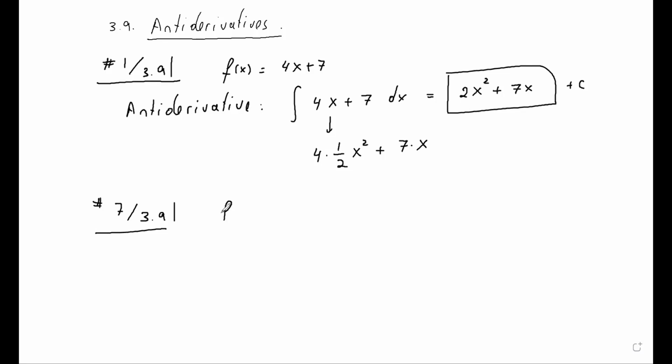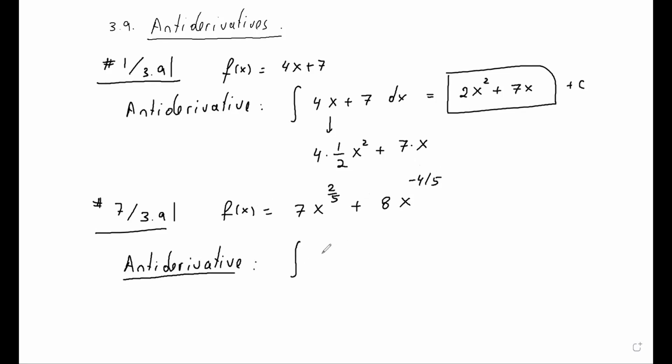And that is f of x equals, and over here it says 7x to the 2/5 plus 8x to the negative 4/5. All right, so how do you do the antiderivative of this one? Whether the problem says find the antiderivative like that with words, or it's simply asking you to evaluate the integral, equivalently, evaluate the integral of 7x to the 2/5 plus 8x to the negative 4/5 dx, it's the same thing. So it boils down to the same thing.